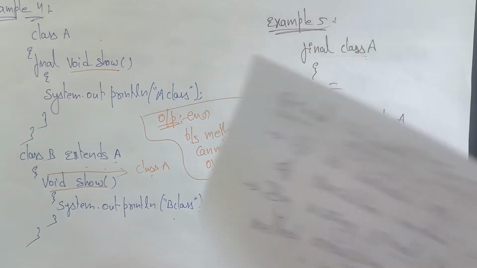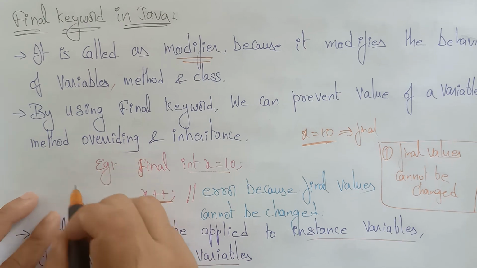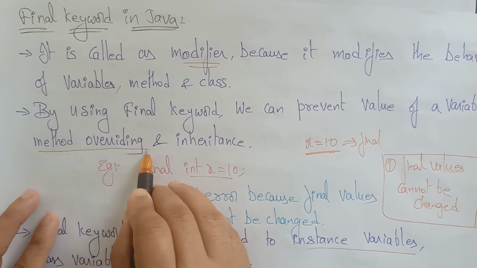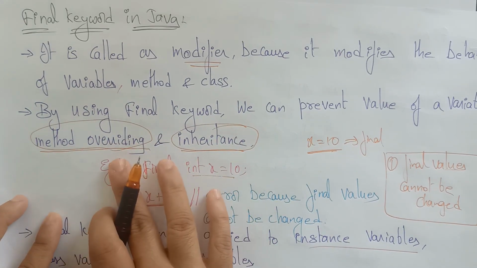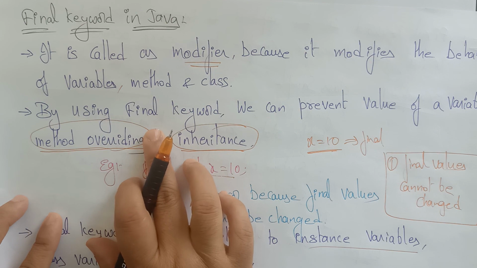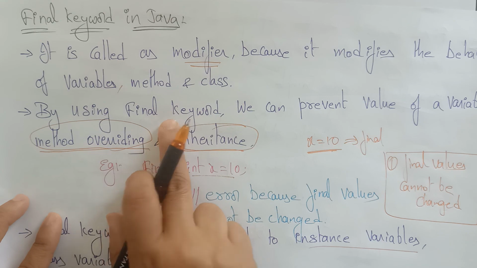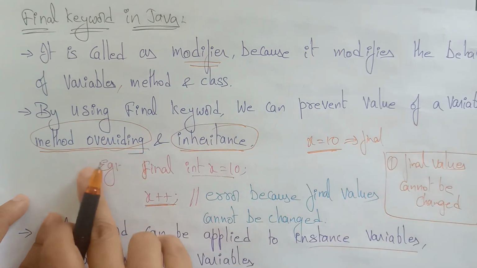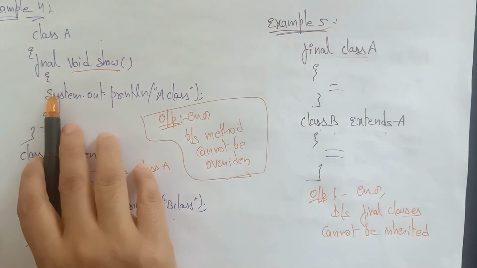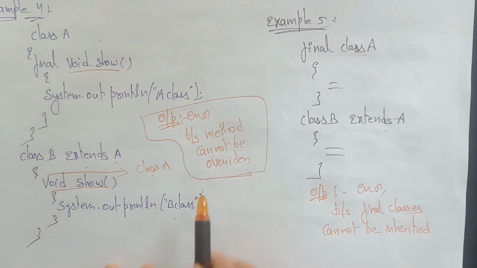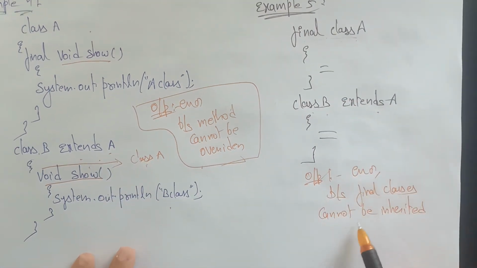So these are the four points you have to remember. The final variable must be initialized. The final keyword prevents changing values, method overriding, and inheritance. Inheritance and overriding are not possible if you use the final keyword. We can prevent the value of a variable from changing by using the final keyword. If you declare a method as final, it can't be overridden. If you declare a class as final, the class cannot be inherited.